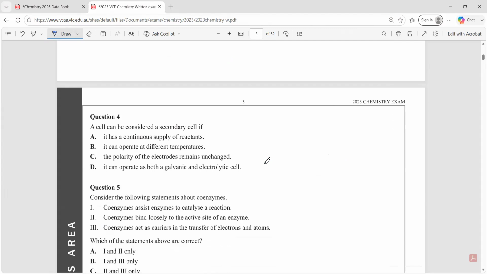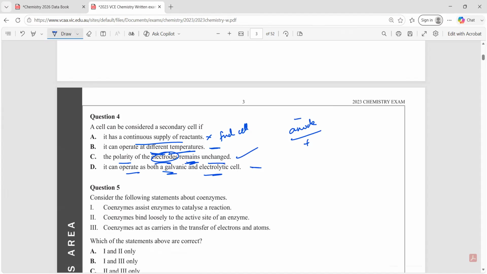A cell can be considered a secondary cell if it has a continuous supply of reactant, so that is a fuel cell. It can operate at different temperatures. The polarity of the electrodes remain unchanged. That is true. It can operate as both a galvanic and an electrolytic cell. Okay, so the polarity of the electrodes remain unchanged. That is actually not true, right? Because basically what happens is the anode, initially during discharge, is negative, but during recharge it becomes positive.